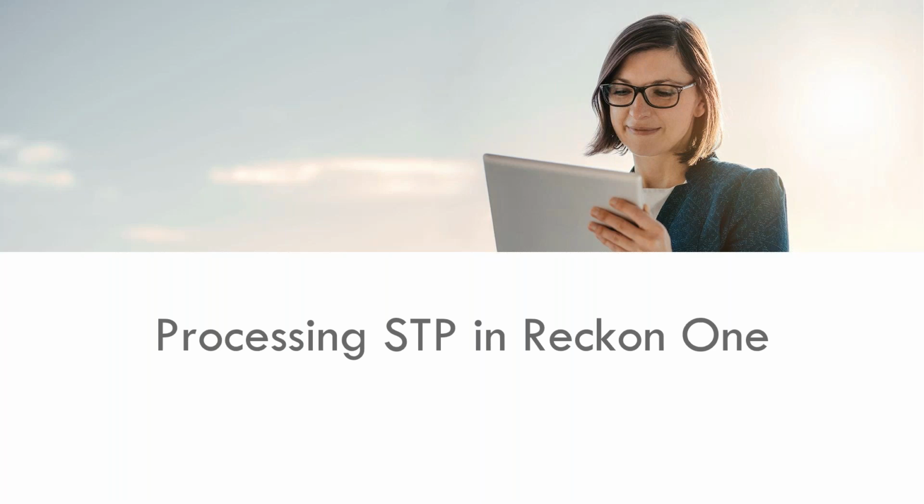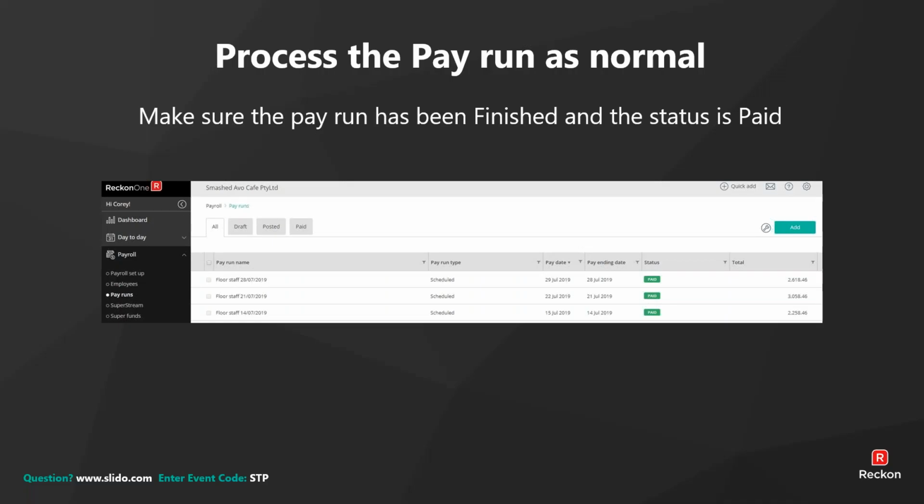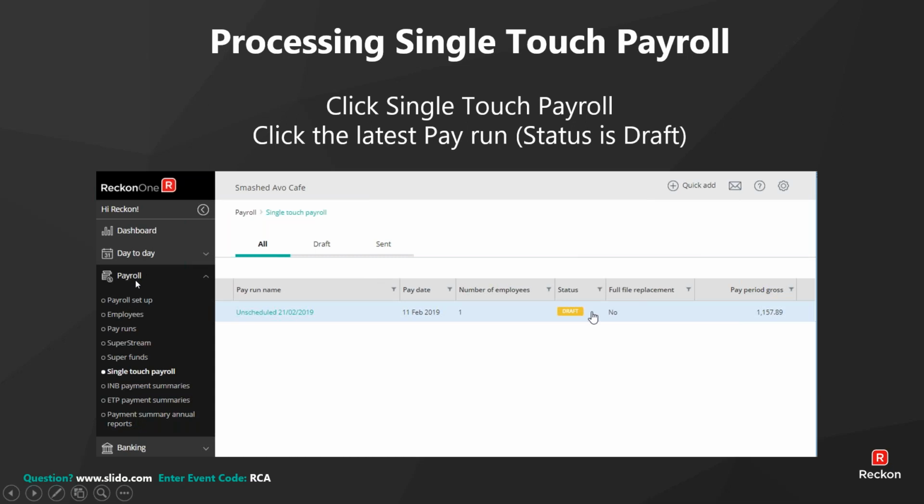Okay, so before we wrap up to questions, I'll quickly show you how to process STP in Reckon One, because I couldn't show you the live file. So basically you process the pay run as I've shown you. So go to pay runs, complete the pay run. And then you need to go to payroll, then single touch payroll.